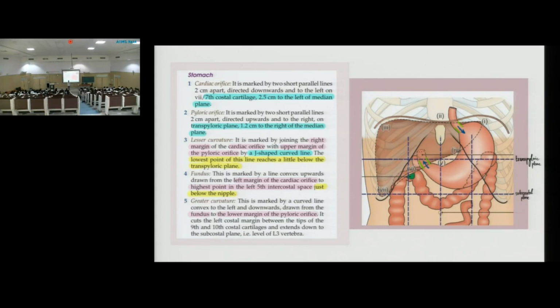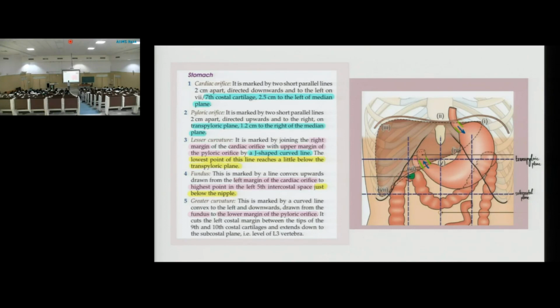Then we shall come to the fundus of the stomach. It starts from the upper margin of the cardiac orifice and extends up. The left margin of cardiac orifice, very good, starts from the 7th costal cartilage, as we know, and then it extends up. Its highest point extends up to the 5th intercostal space just below the nipple.